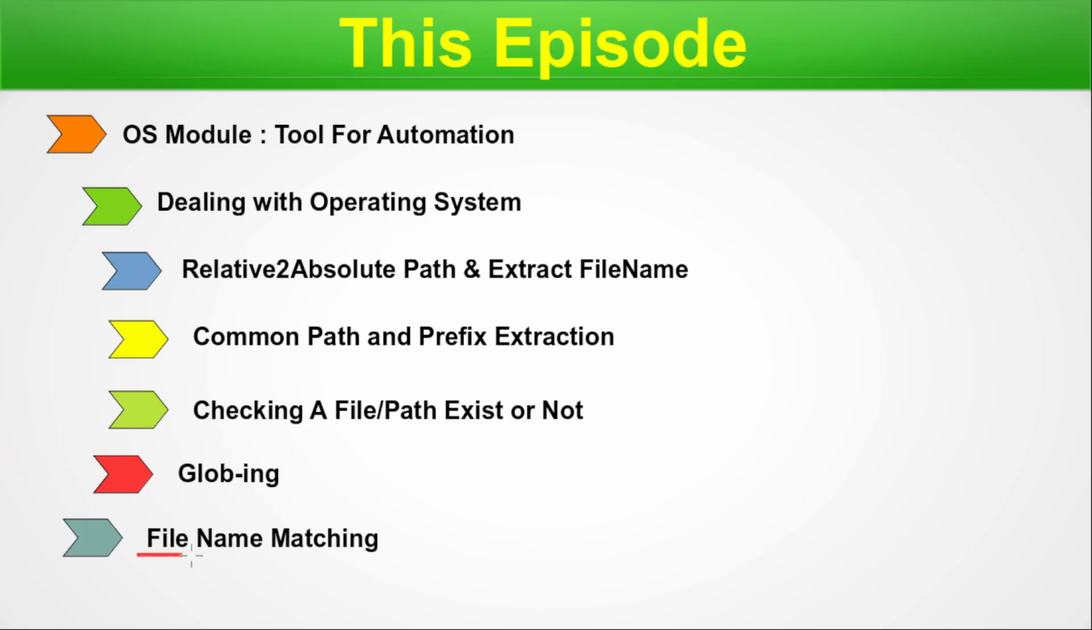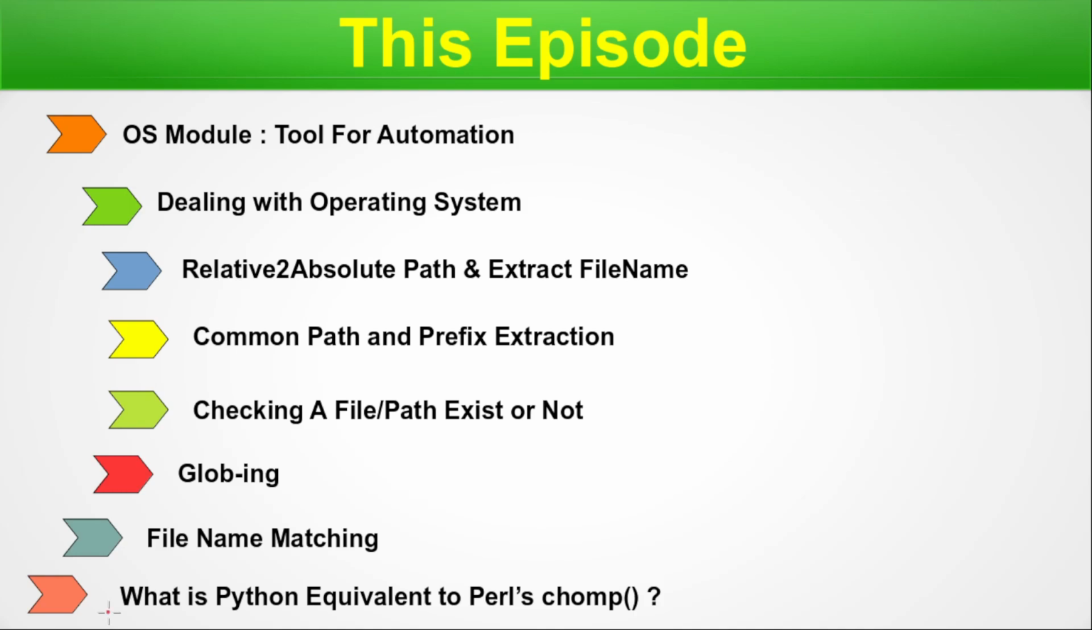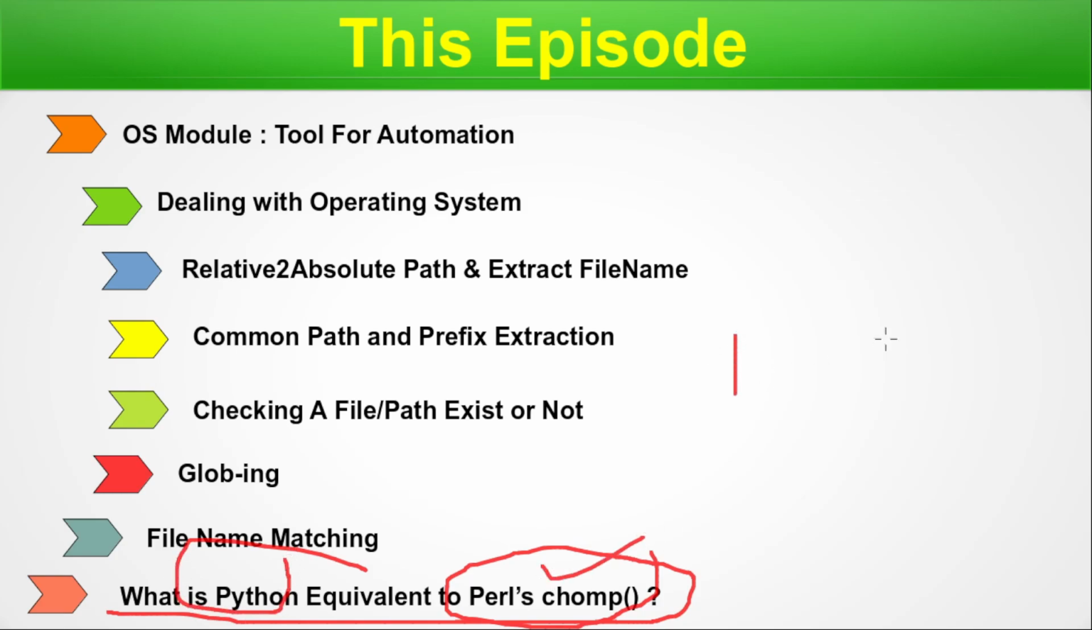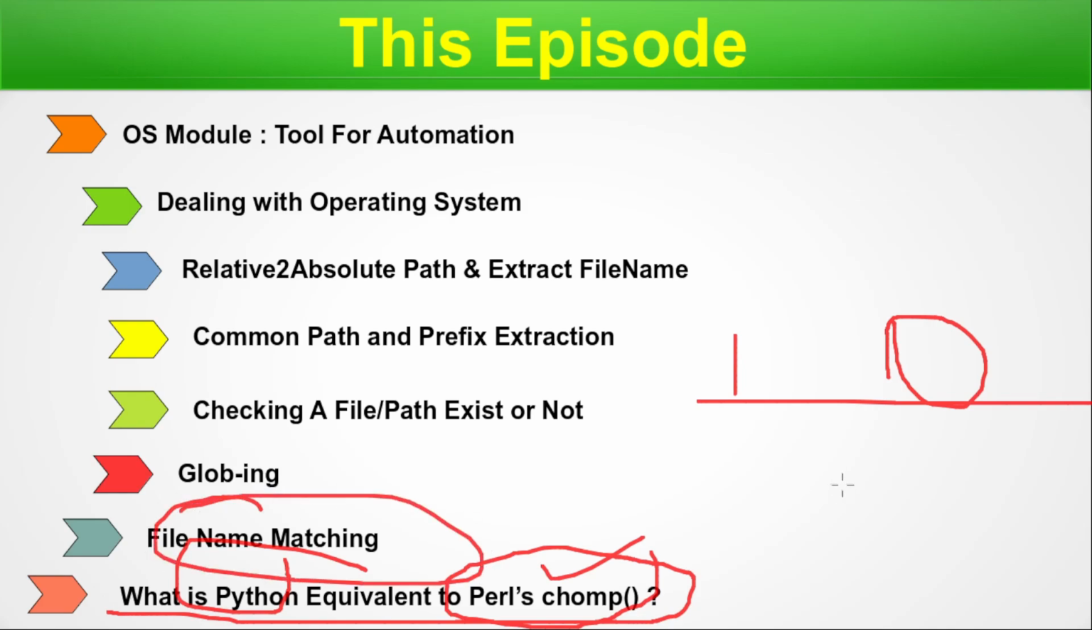Next, we will do file name matching so that you can match a required file name in a given path. Next, in the last slide, we will talk about what is the equivalent of Perl's chomp in Python. Perl's chomp actually trims out the trailing whitespace characters of a particular string. Generally, this is very useful when we are dealing with any file name, to remove the trailing whitespace characters, whether it is \n, \r, whatever. So we will talk about the methods available in Python to do Perl's chomp kind of equivalent work.